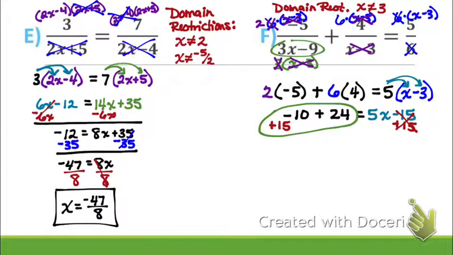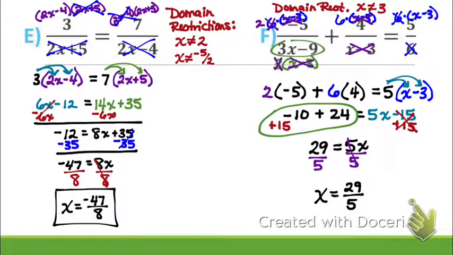What do I get when I combine the stuff on the left-hand side? 29. 29 equals 5x. Divide both sides by 5. And is my final answer problematic at all? No.